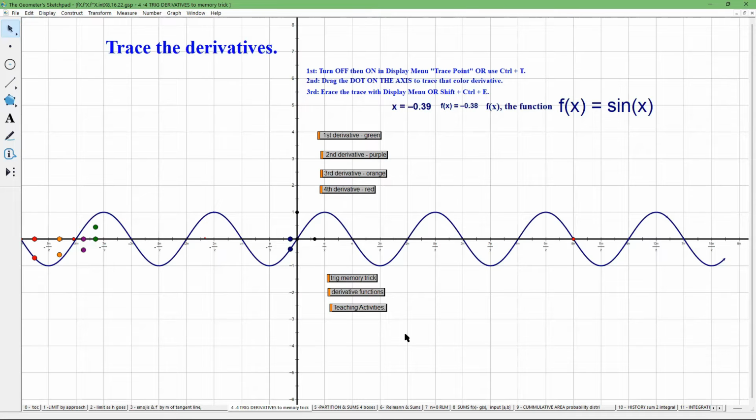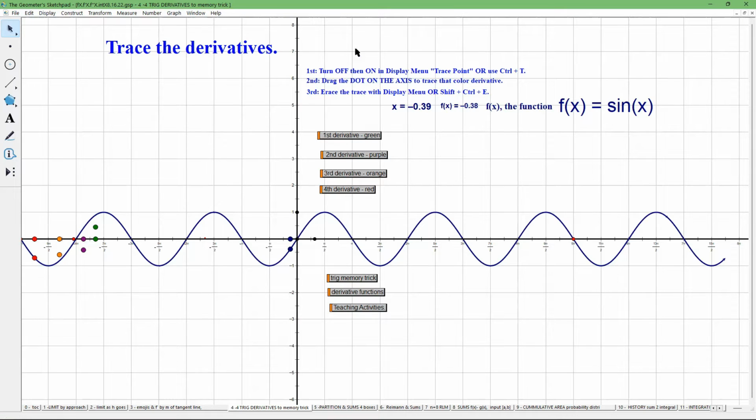This is a function I use often. You know it very well. Now let's see it presented dynamically. The function is in blue. I'd like to show the first derivative, and that's going to be in green.